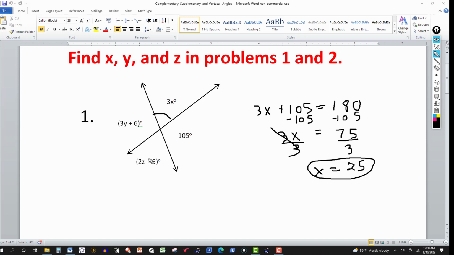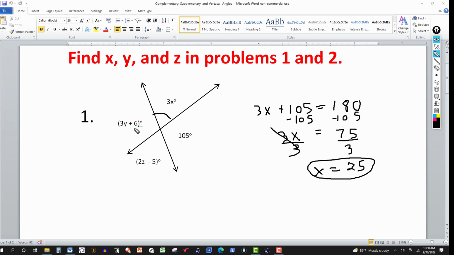So we got that. So again, on this one, I could say this 3y plus 6 and 2z minus 5, that's another linear pair. So I could add those up and say they have to add up to 180.